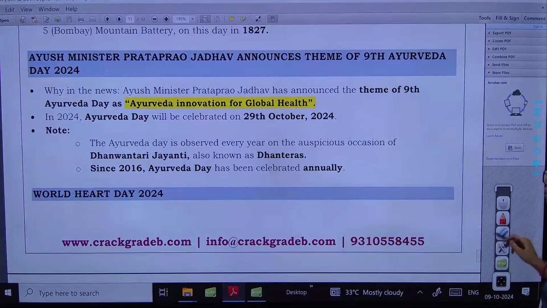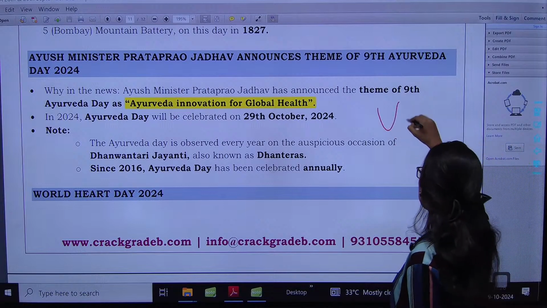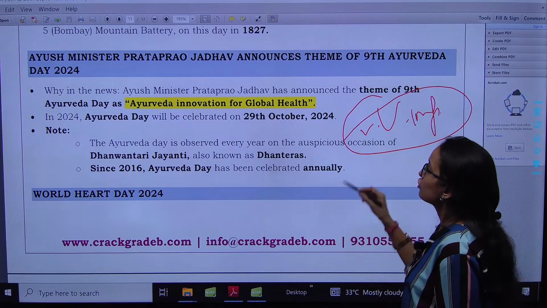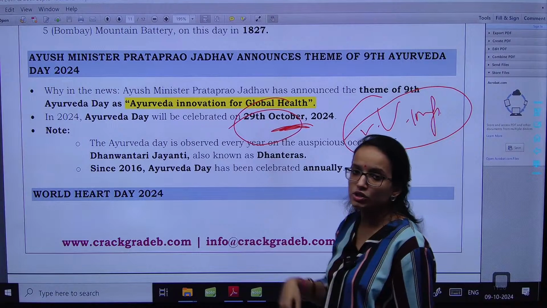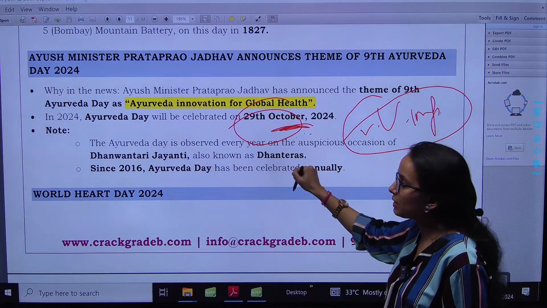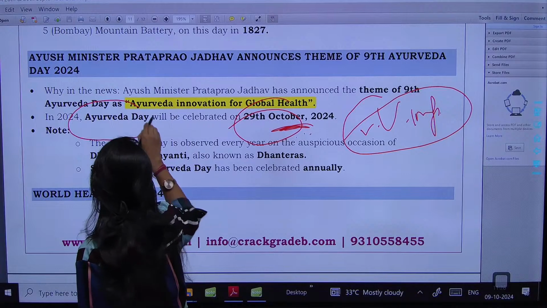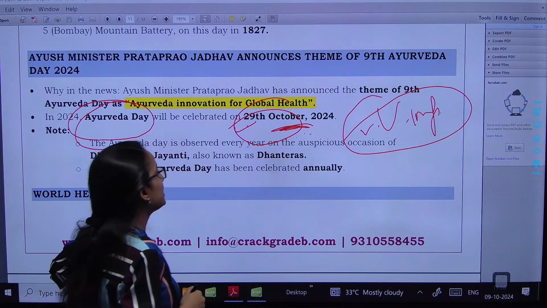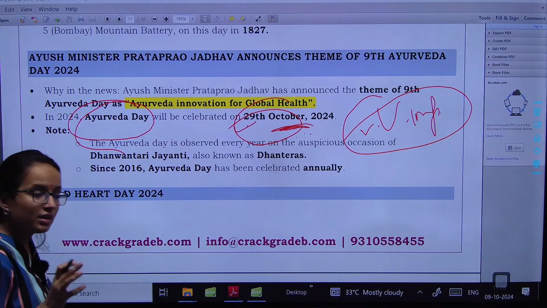Next is your Ayush Minister Pratap Rao Jadhav has announced the theme of the 9th Ayurveda Day as Ayurveda Innovation for Global Health. Now this is very, very important. Mark this, remember the date, remember the theme. So 29th October is celebrated as Ayurveda Day. So in 2024, it will be celebrated on 29th October.